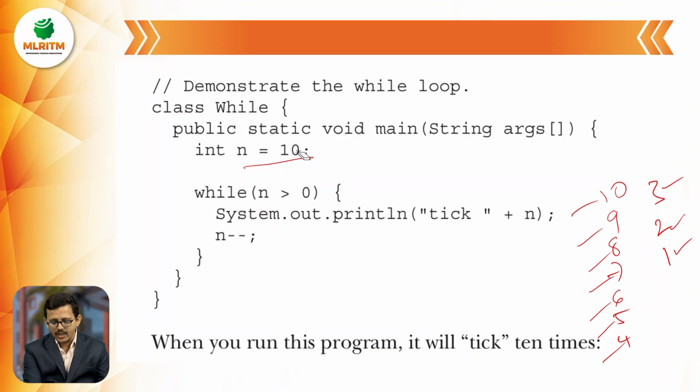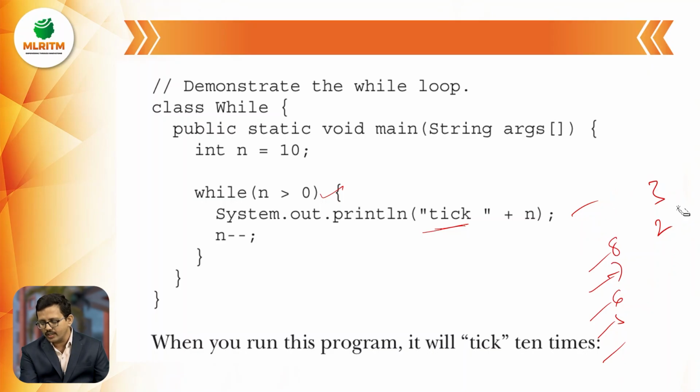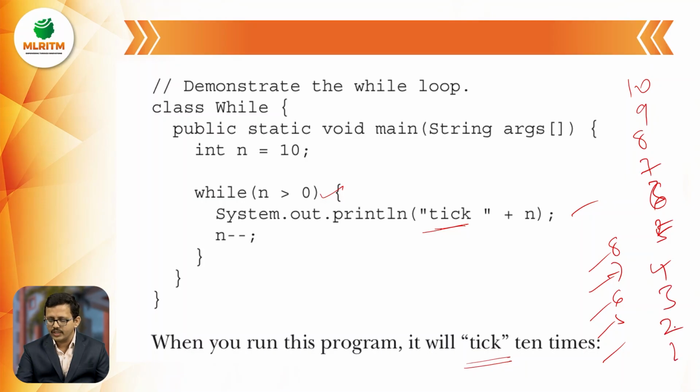It is going to check the condition here. What is the condition? N greater than 0. So it is going to print tick. How many ticks is it going to print? It is going to print tick 10 times. That is 10, 9, 8, 7, 6, 5, 4, 3, 2, 1. If you count them, 1, 2, 3, 4, 5, 6, 7, 8, 9 and 10. So 10 ticks will be there for you for the while loop.